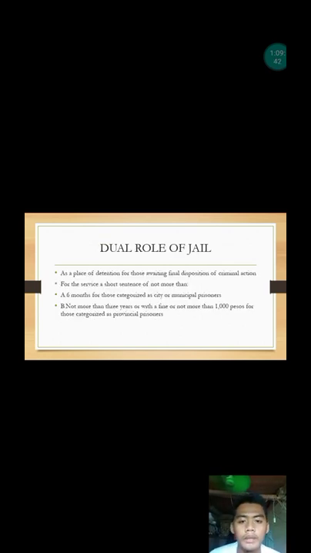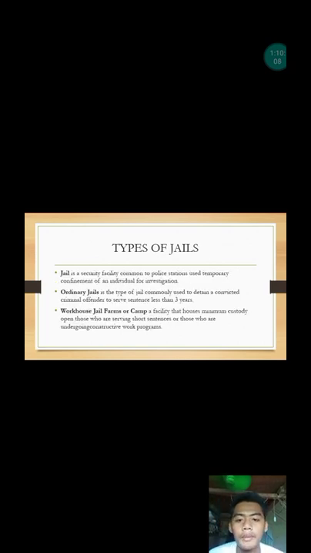Dual role of jail: as a place of detention for those awaiting final disposition of criminal action, and for the service of a short sentence of not more than 6 months for those categorized as city or municipal prisoners, and not more than 3 years or with a confinement or fine of not more than 1,000 pesos for those categorized as provincial prisoners.